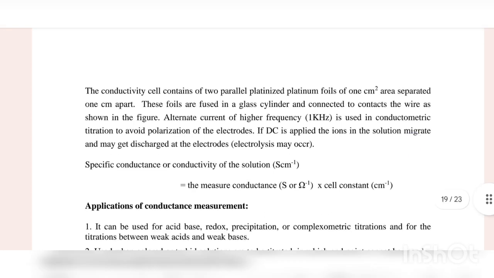Okay, this is how we measure the conductance of a particular solution. This is by the Wheatstone bridge, and in the Wheatstone bridge, the fourth one, R4, we can measure. It will be the conductance of the unknown solution.